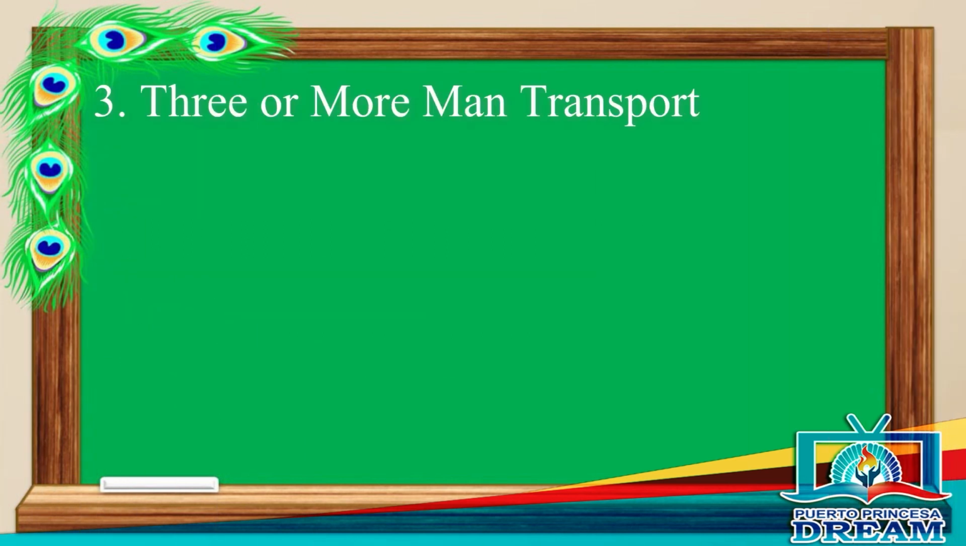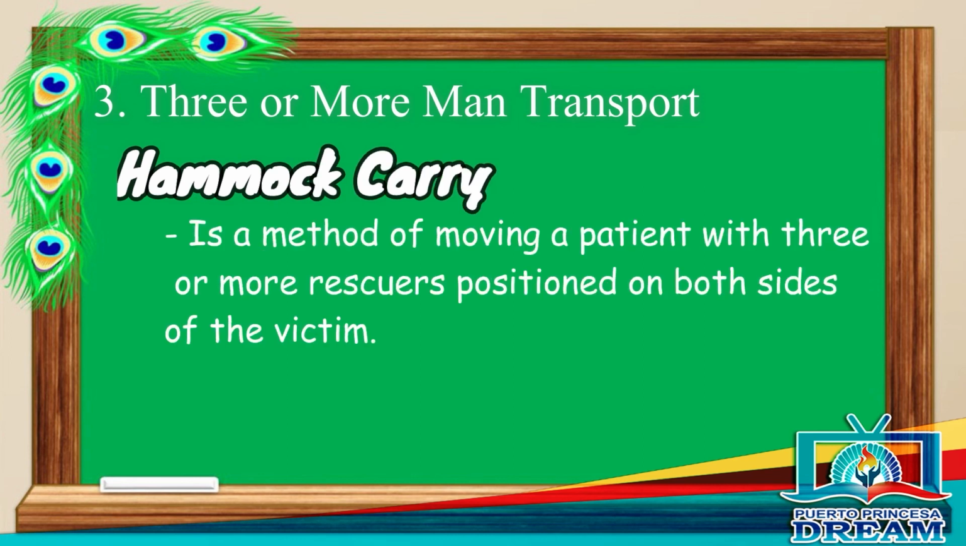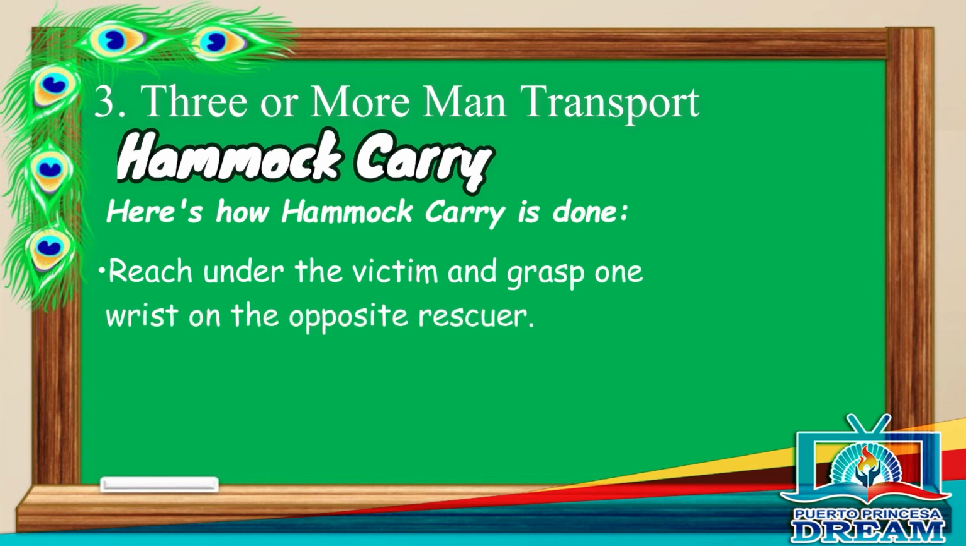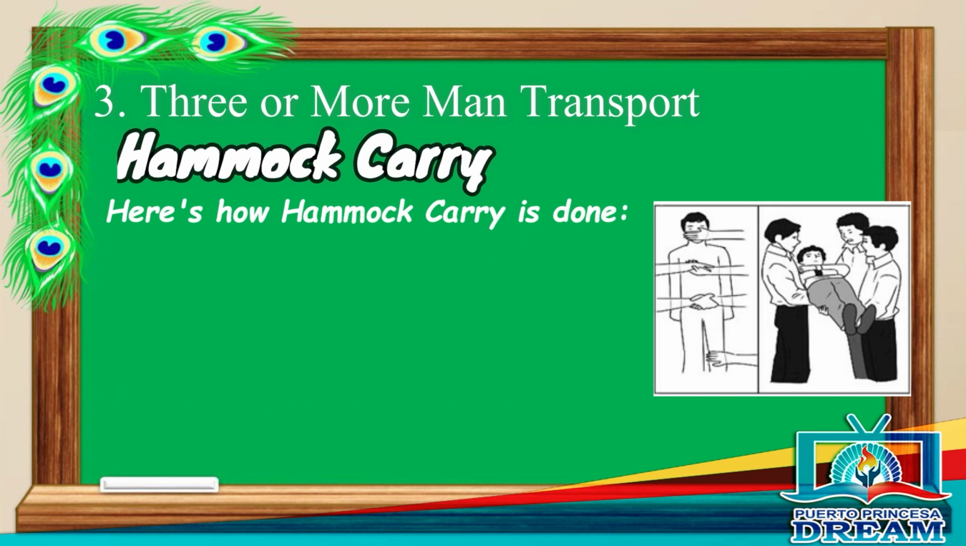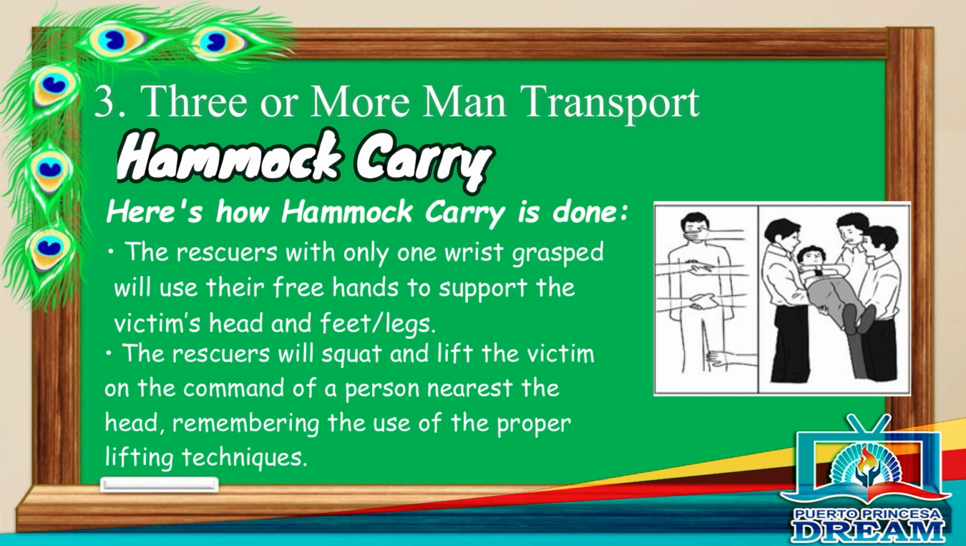Three or more man hammock carry is a method of moving a patient with 3 or more rescuers positioned on both sides of the victim. Reach under the victim and grasp one wrist of the opposite rescuer. The rescuers with only one wrist grasp will use their free hands to support the victim's head and feet or legs. The rescuers will squat and lift the victim on the command of the person nearest the head, remembering the use of proper lifting techniques.